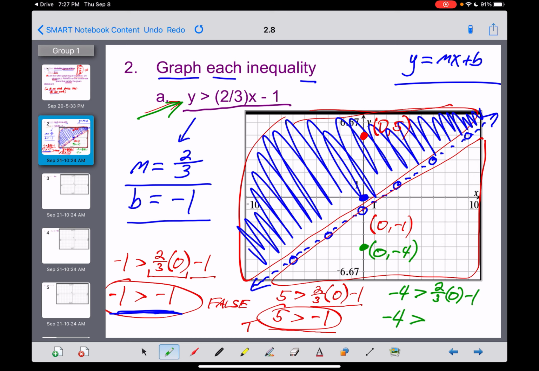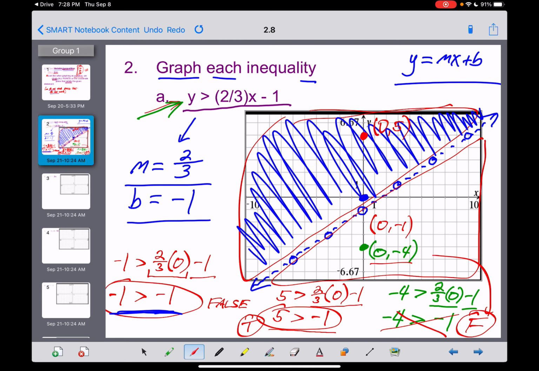-4 is greater than 2/3 times 0 is 0, minus 1 is -1. -4 is greater than -1? No, it's not. That statement right there is false. And that actually makes me feel pretty good about my answer because I chose a point in the unshaded region and got a false statement. So every point that's in the shaded region should give you a true statement. Every point in the unshaded region should give you a false statement. Okay, so that's how that one works.